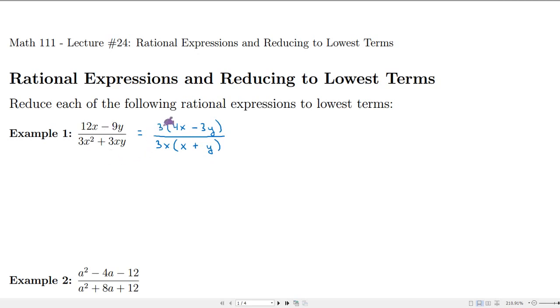And at this point, we can reduce. So how do we reduce? Well, we reduce out any common factor. So this 3 and this 3 will cancel or reduce, and we have our solution, which is just 4x minus 3y divided by x times x plus y.